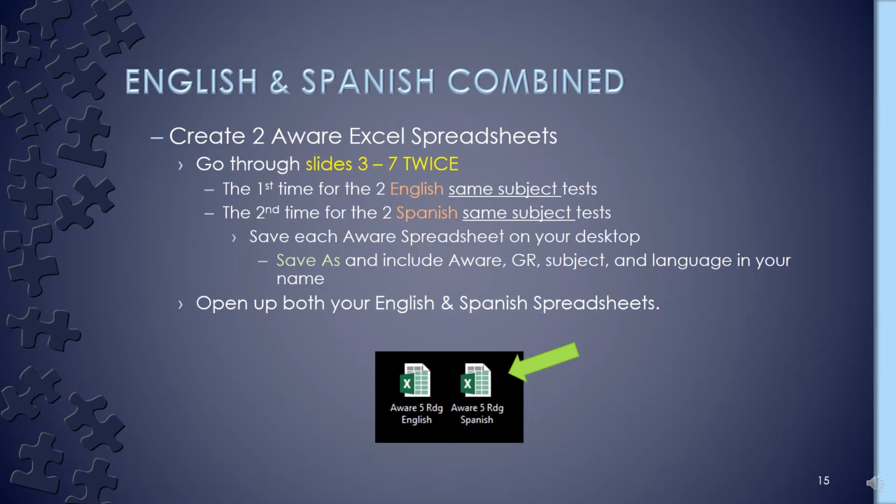In order to create your English and Spanish combined, you need two AWARE Excel spreadsheets, one with English information and one with Spanish information. You've already created one of those spreadsheets. Now you need to go back to slides 3 through 7 and do those same steps again with the other language. Make sure that you save both of your spreadsheets to your desktop or somewhere you'll be able to find them, with words that include information that you will need, such as AWARE, grade, subject, and language. You can see the examples that are here on screen.